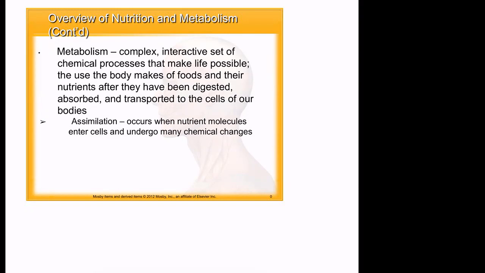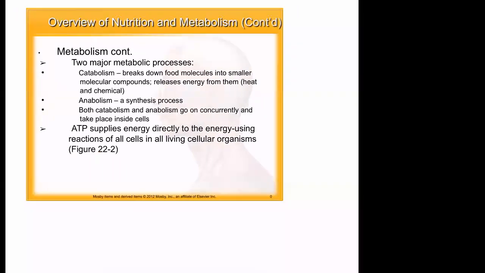We also talked about the plasma membrane, or the cell membrane, and having to get things into the cell is extremely important because that's where everything is happening. So when these things get into the cell and they're utilized in those biochemical processes, we call that assimilation. That's the term that you see here: when nutrient molecules enter cells and undergo changes.